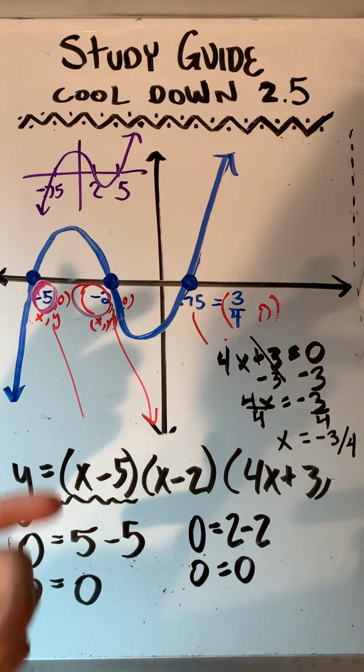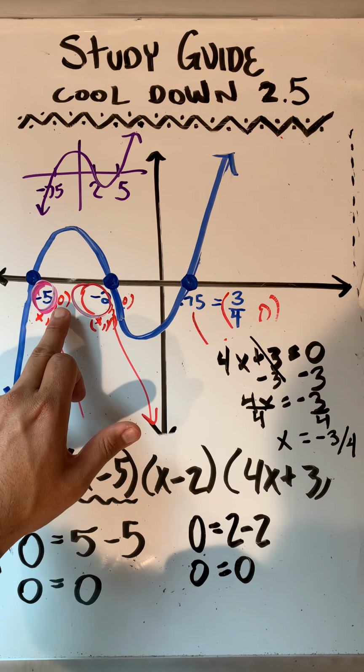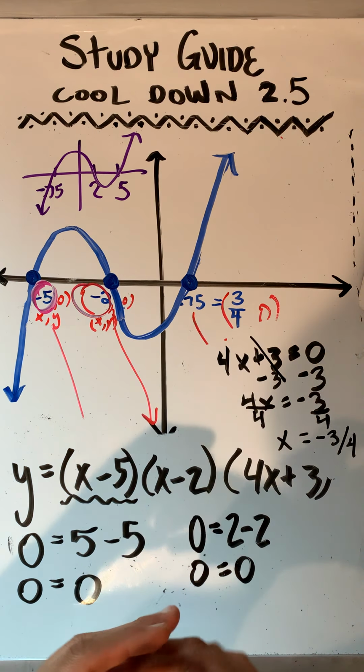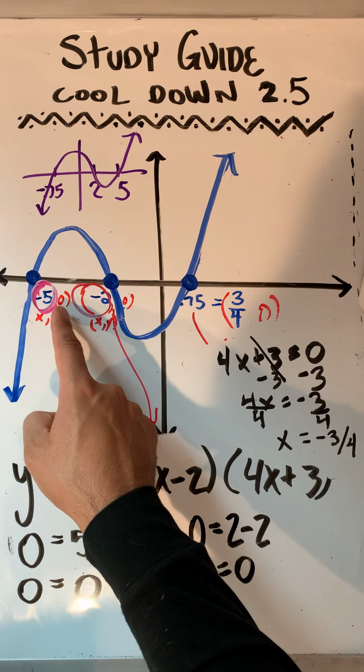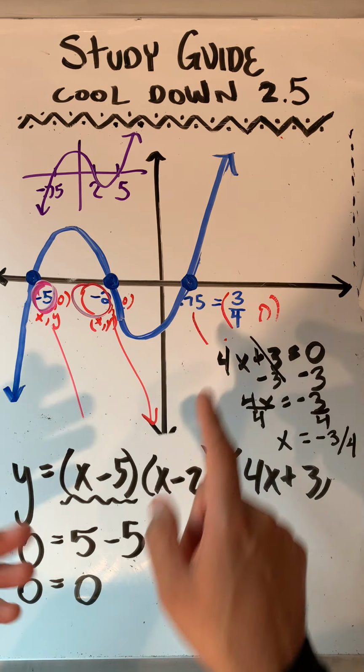And a little context behind that, remember that they're all supposed to give you a y value of 0, not just because I said so, but because by definition, x-intercepts all have a y value of 0.